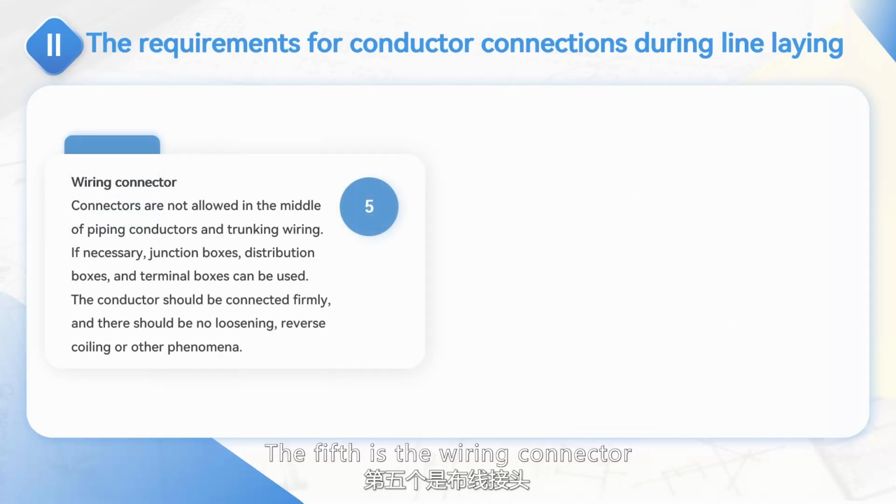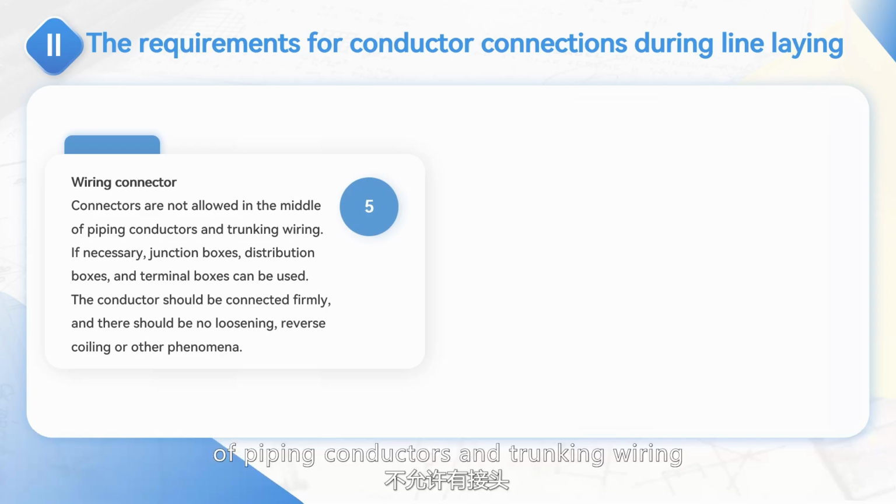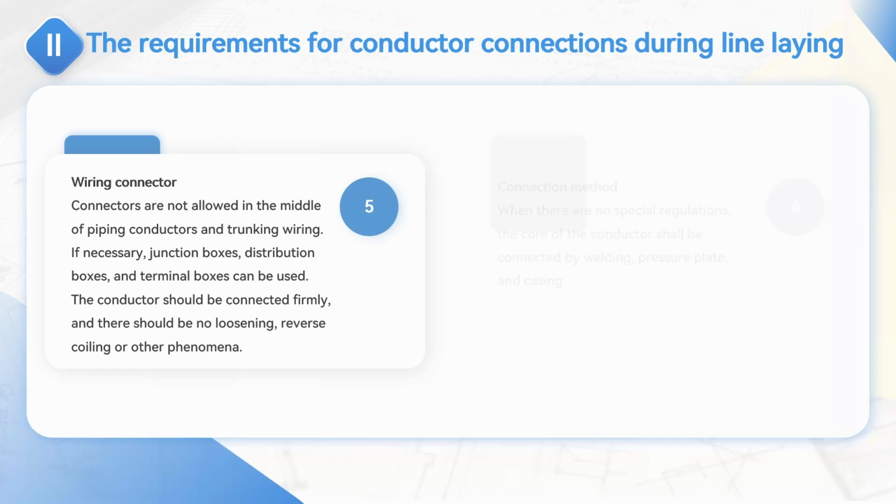The fifth is the wiring connector. Connectors are not allowed in the middle of piping conductors and trunking wiring. If necessary, junction boxes, distribution boxes, and terminal boxes can be used. The conductor should be connected firmly, and there should be no loosening, reverse coiling, or other phenomena.